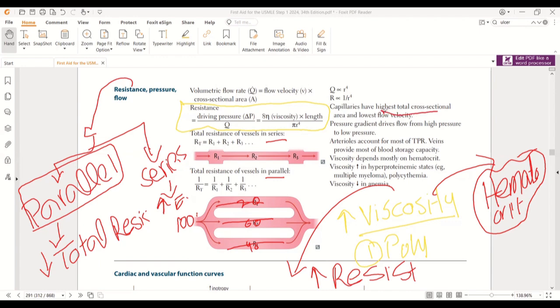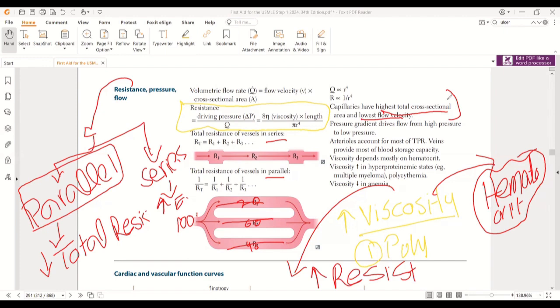One more thing regarding the capillaries. Capillaries have the highest total cross-sectional area and the lowest flow velocity. What is the significance of this? Why do the capillaries have the highest total cross-sectional area? What is the significance? Rock, Aisha, Mudassir, anyone? Supply of the organ. Is it compliance?